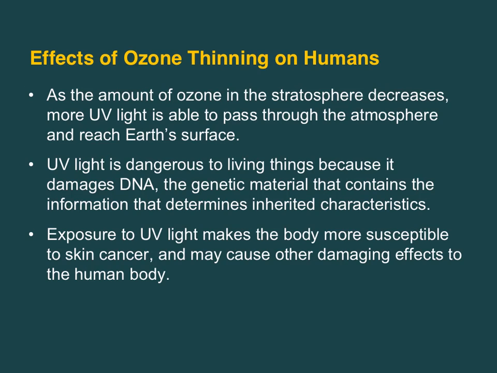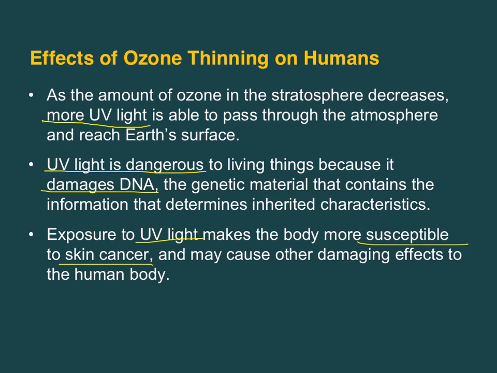But what are the effects of this ozone thinning? Well, the less ozone, the more UV radiation is allowed to pass through. All right? It's dangerous because it damages DNA. And UV light makes our bodies more susceptible to certain types of cancer, like skin cancer, and it could also cause other damaging effects that we don't know yet. This is why we wear sunscreen. We wear sunscreen to kind of protect ourselves from UV light.